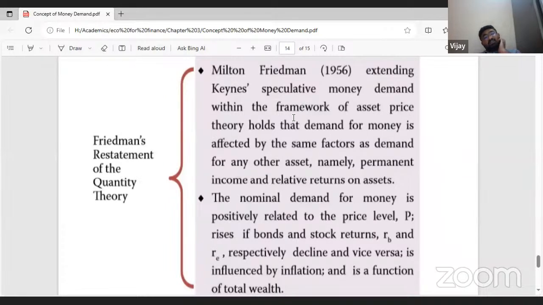Here also they said that, sir, demand for money is positively related to the price level. It is negatively related with the interest rate, and it is also influenced by inflation. Sir, when the inflation rate increases, then automatically the price will also increase. Then there will be an increase in demand for money.